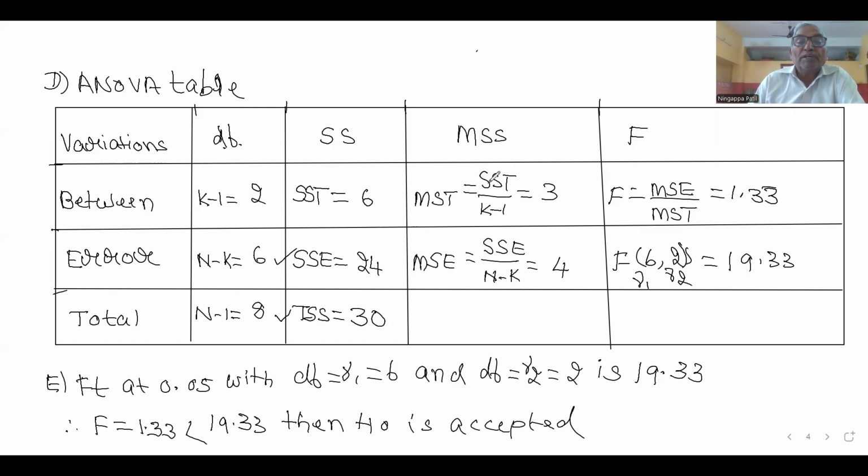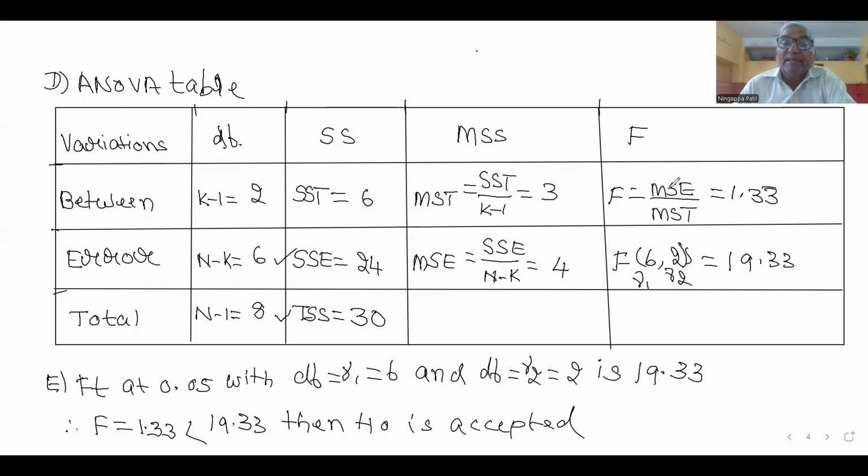Look here, MST equals SST divided by K minus 1: 6 divided by 2, you get 3. Then MSE equals SSE divided by N minus K: 24 divided by 6, you get 4. And F equals MST divided by MSE if MST is greater than MSE. But in this case, MSE is greater than MST, so you take MSE divided by MST. Whichever is greater, you take in the numerator; whichever is smaller, take in the denominator. MSE divided by MST, you get 1.33.